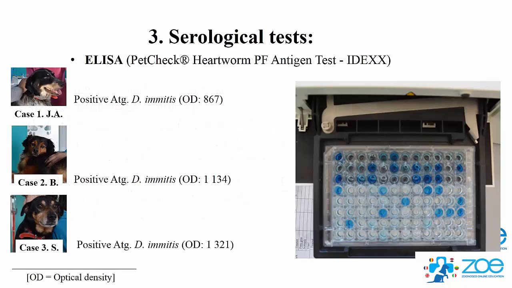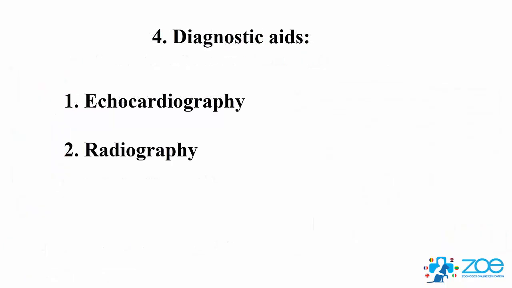Case 1. Positive antigen D. immitis. Optical density 867. Case 2. Positive antigen D. immitis. Optical density 1134. Case 3. Positive antigen D. immitis. Optical density 1321.